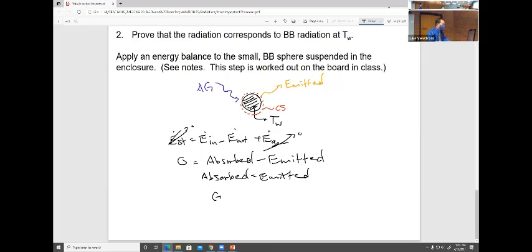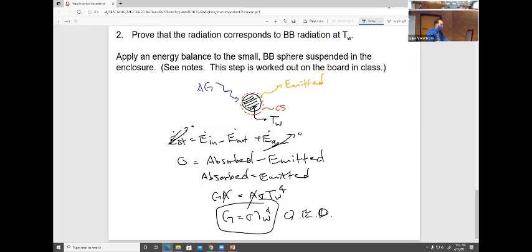Well, the absorbed stuff is G times A, right? Because I'm absorbing everything that's incident on the surface. And the emitted stuff is that of a black body surface. So it's being emitted like that, sigma T wall to the fourth. It's the same area. So G is equal to sigma T wall to the fourth, right? This is a Latin thing that I don't remember, but it means therefore it is proven. QED. So we just proved it.